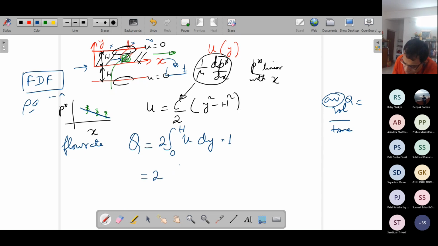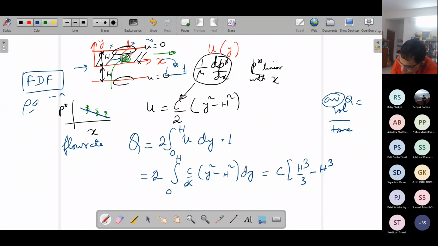So 2 integral of u, now c by 2 into y square minus h square, dy from 0 to h. So these two you can cancel. So c, this is h cube by 3 minus h cube, which gives minus 2c h cube by 3.